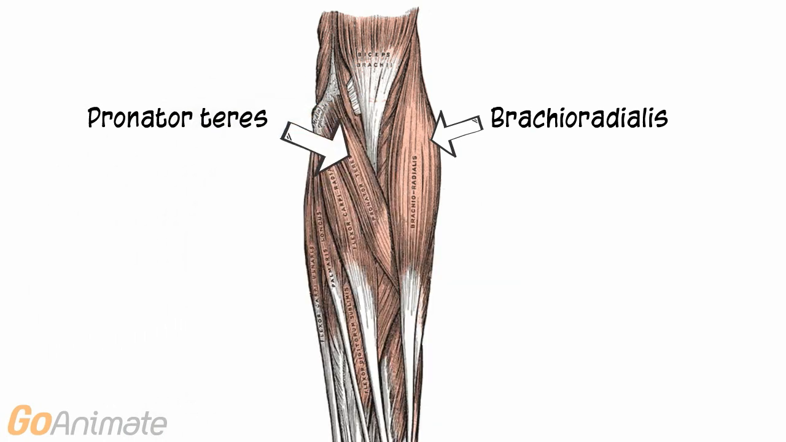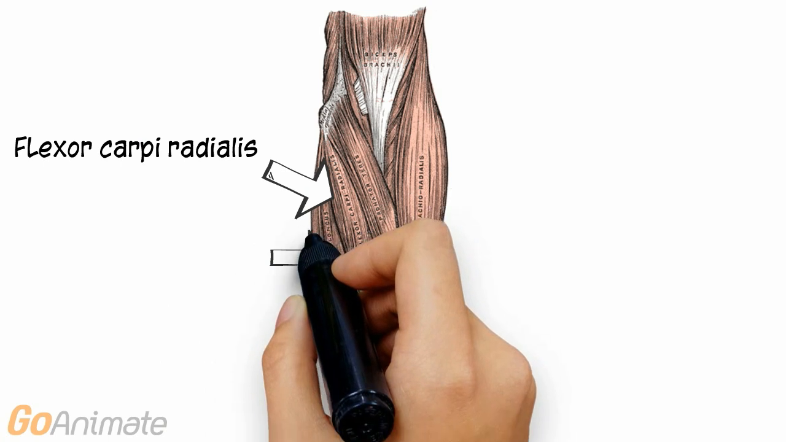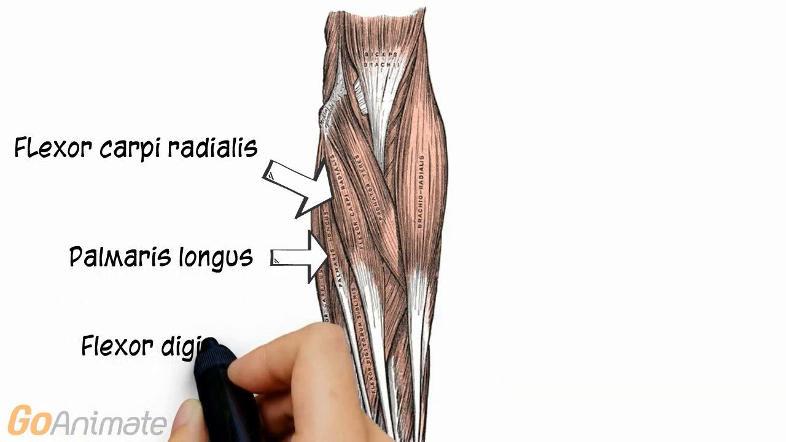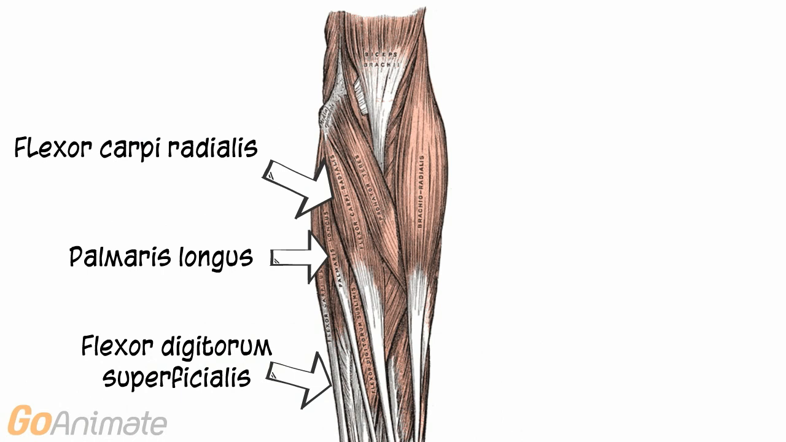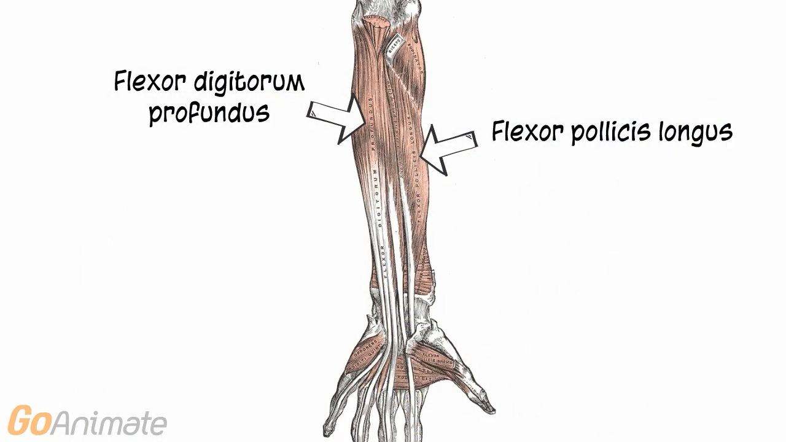In the anterior forearm, we can see the brachioradialis, which is lateral, and the pronator teres. Medial, we see the flexor carpi radialis, palmaris longus, and flexor digitorum superficialis. Some of the deep anterior forearm muscles include the flexor digitorum profundus, which along with the flexor digitorum superficialis attaches to the digits, and the flexor pollicis longus that attaches to the thumb.